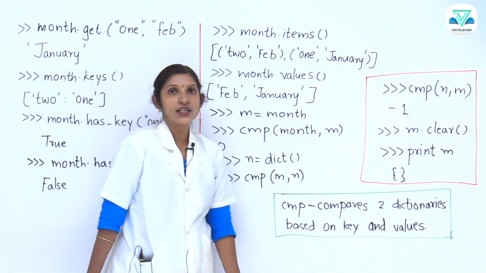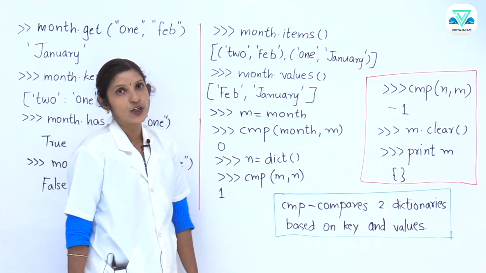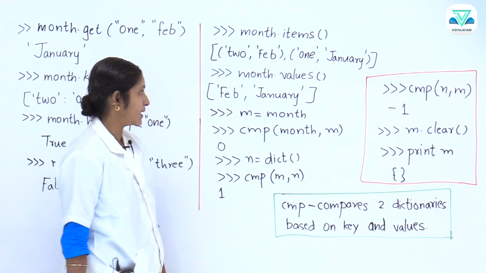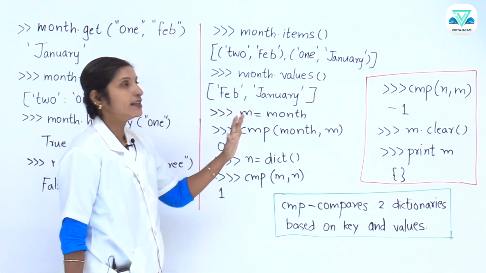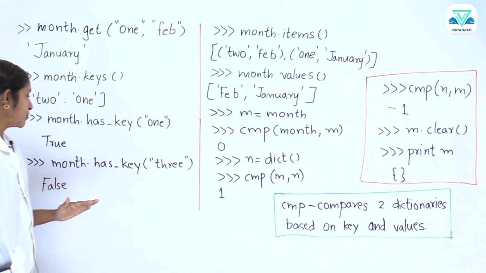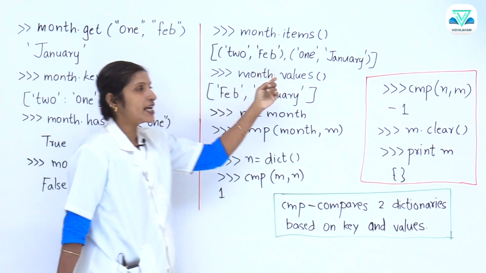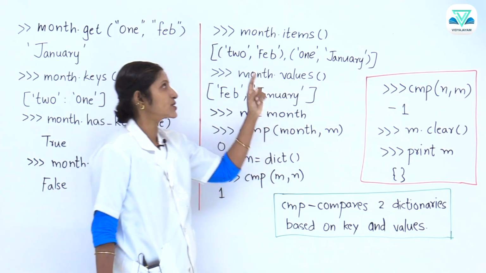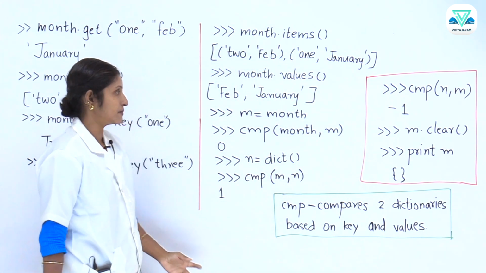Next, month.items means whatever key value pairs are there, they will be displayed. Month.values, then only the values, not the keys, will be printed. In order to print the keys we have month.keys. In order to print the values we have month.values. In order to print both together we have month.items.